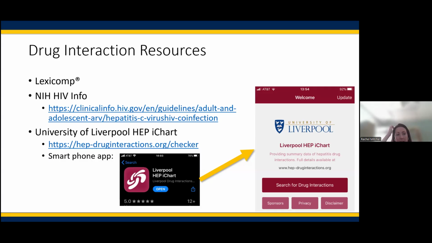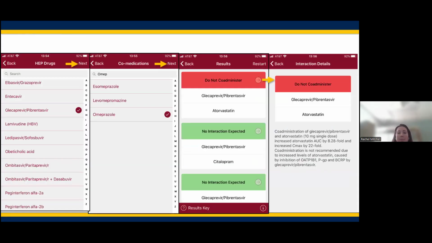I've got the link here for the website if you want to go look, and just some screenshots from the app on my phone. From left to right, you pick whatever direct acting antiviral you want to double check. It will let you check multiple of them. So if you're not sure and you want to look at both Mavyret and Harvoni, you can select both. Select your patient's medications on the next screen, everything they're taking, and then on the last screen, it gives you this nice little color-coded readout of any of the interactions that come up.